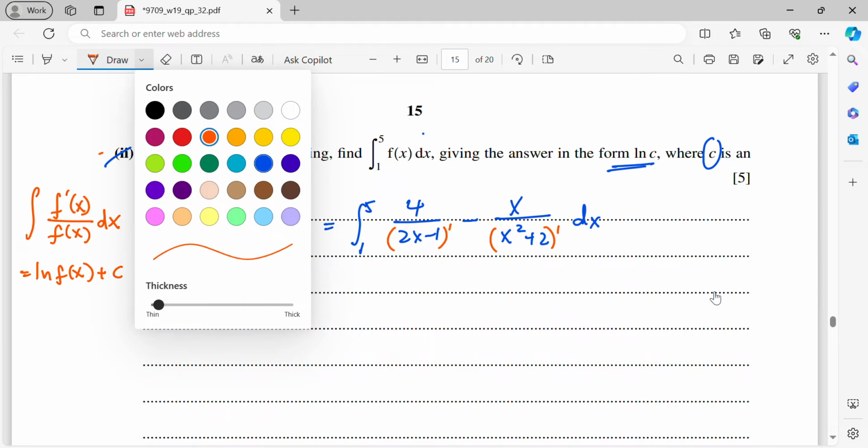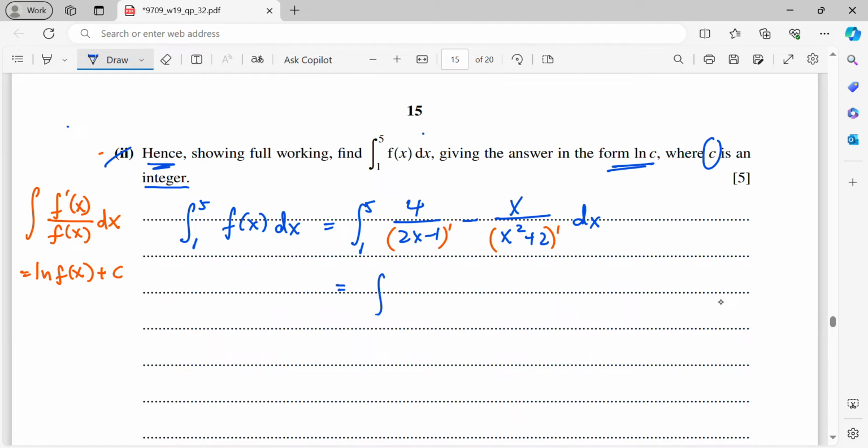Alright, so I will rewrite: integrate 4 over 2x minus 1 dx. When I differentiate 2x minus 1, it is 2. But the question has 4 in the numerator, therefore times another 2 outside. And minus integrate x over x squared plus 2 dx. When I differentiate x squared plus 2, it should be 2x. But here there is only 1x, which means I need to times half outside to make it 1x. Therefore, with this, I'm getting 2 ln (2x minus 1).